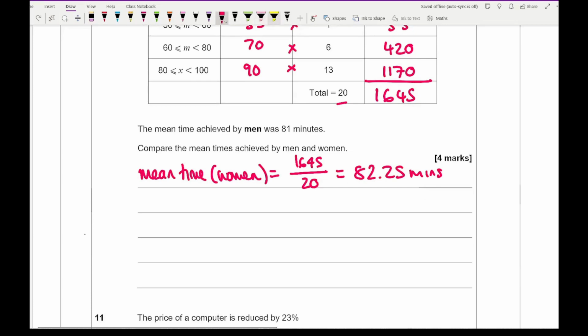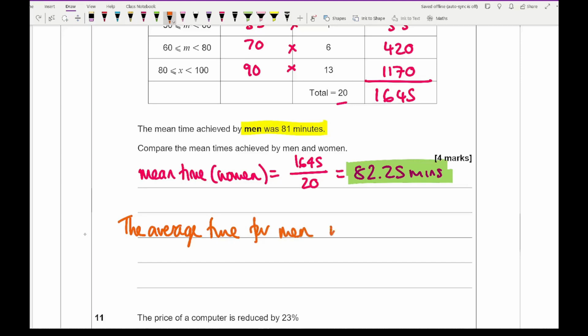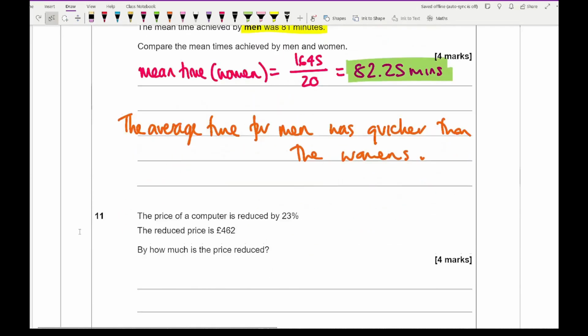So what I'm comparing is this mean time for the men and this mean time for the women. As you can see, the average time for men was quicker than the women's. So something along those lines would have been absolutely fine to compare both the men and the women.